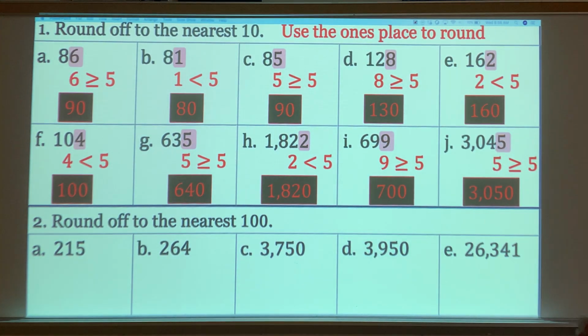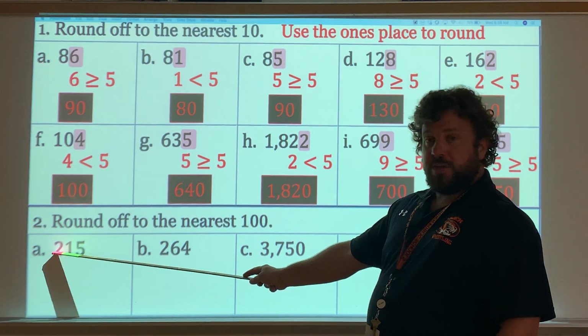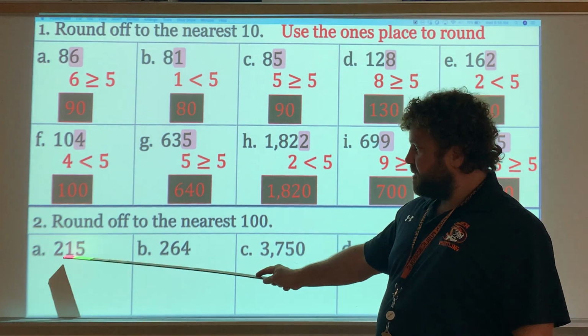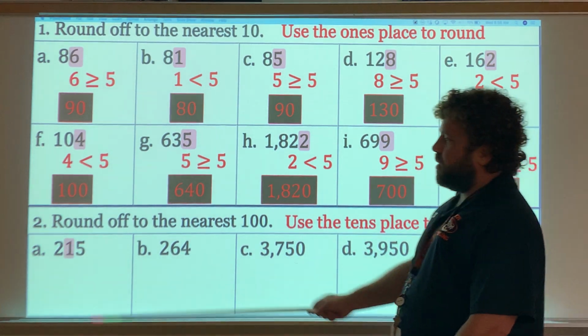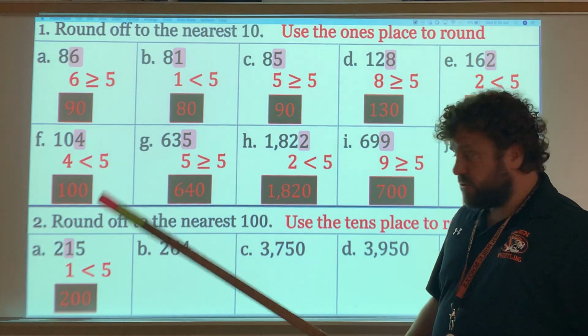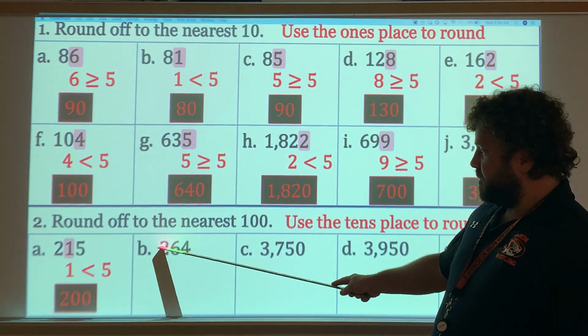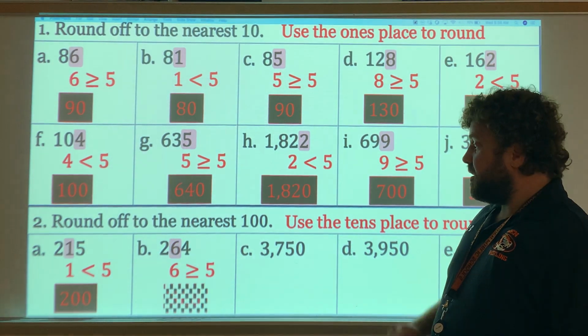Round off to the nearest 100th place. So this answer is either going to be 200 or 300. We use the 10th place to round. So we're going to use that 1. That 1 is less than 5. So our answer is 200. 200 or 300. We're going to use the 6 to round. 6 is greater than or equal to 5. Your answer is 300.